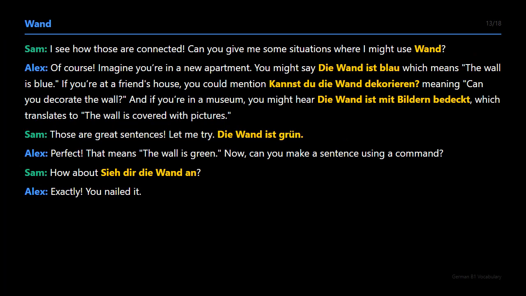Those are great sentences. Let me try. Die Wand ist grün. Perfect. That means the wall is green. Now, can you make a sentence using a command? How about, Sieh dir die Wand an. Exactly. You nailed it. I love this practice.